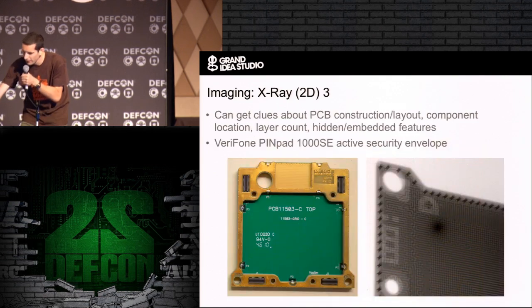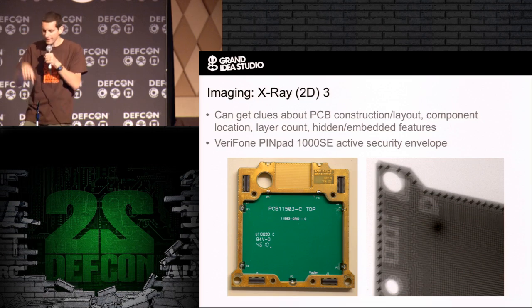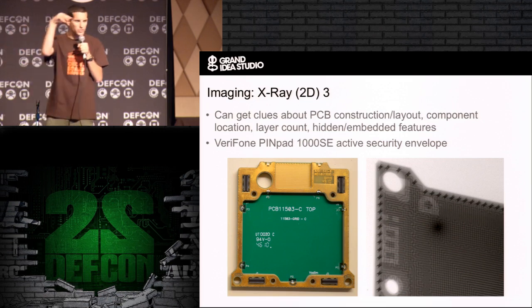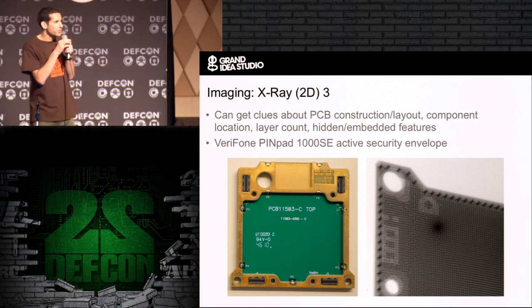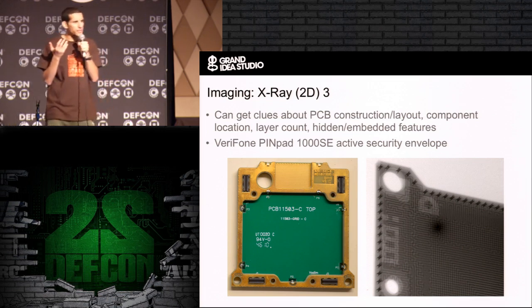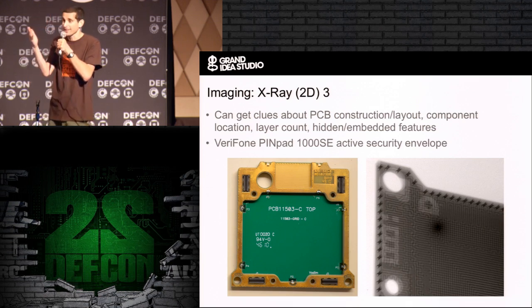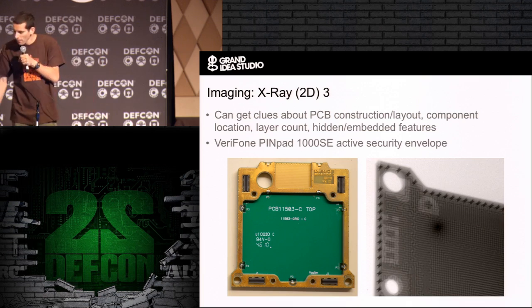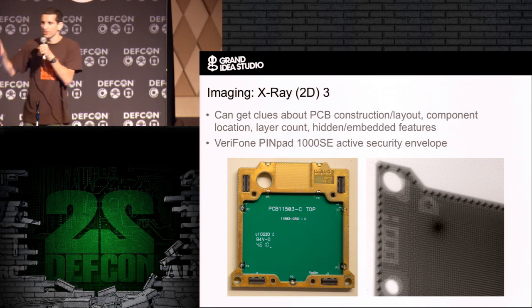Here's a Verifone pin pad from a pin pad device that had this active circuit board shield on top of some of the circuitry. The 2D X-ray isn't really that great for complex boards because you get this composite, right? You don't know which layer things are on. But we can use it to get a general sense of what's going on.